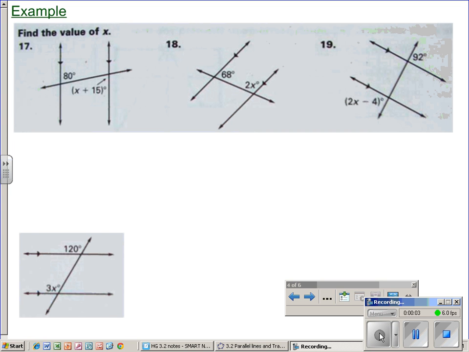This is the notes for the second video. I'm just going to do some examples dealing with the theorems and the postulate for the special types of angles. You'll notice that each one of those theorems started out exactly the same way.